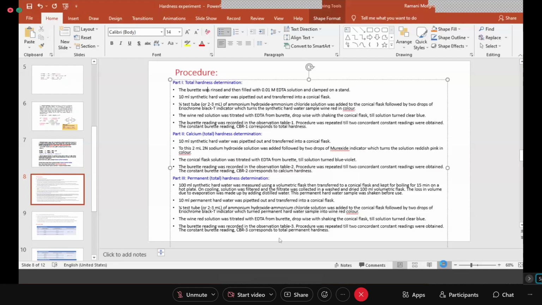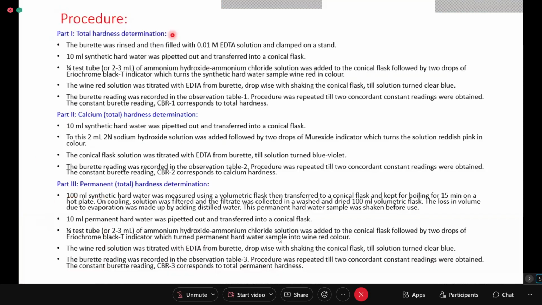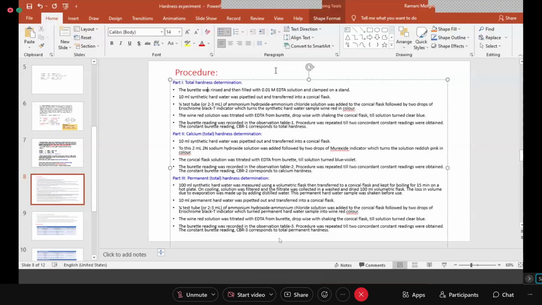What is the procedure? The burette was rinsed with EDTA solution, filled with EDTA solution, and clamped on a stand. 10 ml of synthetic hard water was pipetted out and transferred to a conical flask. This is written in your language. 1/4 test tube or 2 to 3 ml of ammonium hydroxide, ammonium chloride buffer solution should be written here.